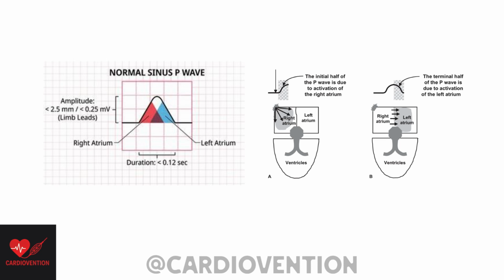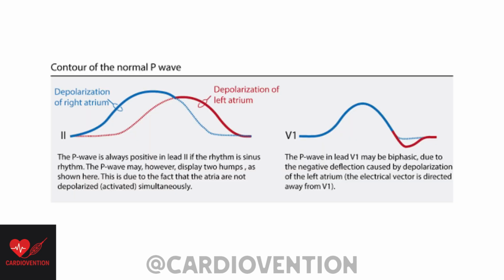The P wave has two main components. The initial component reflects right atrial activation. The terminal component reflects left atrial activation. In lead 2, these often blend into a single smooth wave, but in lead V1, the biphasic shape helps us distinguish them more clearly. Understanding this division helps in diagnosing atrial enlargement and interatrial conduction delays.